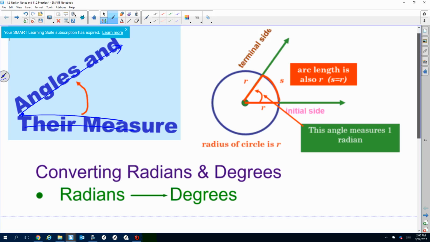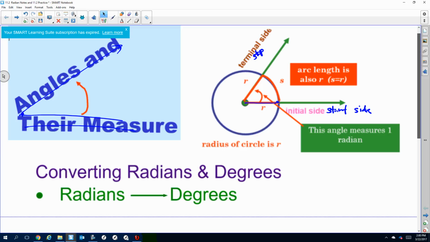Now, a radian is very special because the parts have a relationship for it to be a radian. Your initial side is the starting point, the first ray, and then it opens up. The terminal side is where it stops, where it ends. And so we're going to create a radian using the radius.